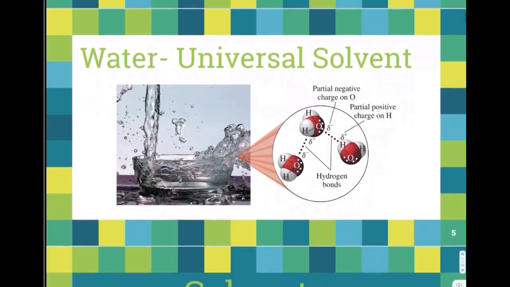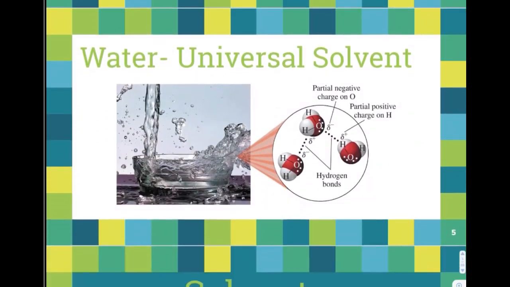We call water the universal solvent because water has that great polarity and it has those hydrogen bondings with itself, but it also has this positive and negative end to it, and that can attract the positive and negative charges of ionic compounds to break them apart.